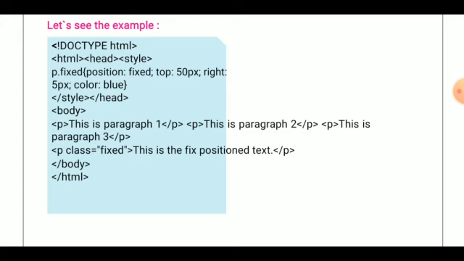Then here we start the body tag. Body, P, this is paragraph 1, end of P. Again one paragraph is there. This is paragraph 2, end of P. Again one paragraph. This is paragraph 3, end of P. Again one paragraph is added here. P class is equal to fixed. This is the fixed position text. One line is given here, and then end of P tag.